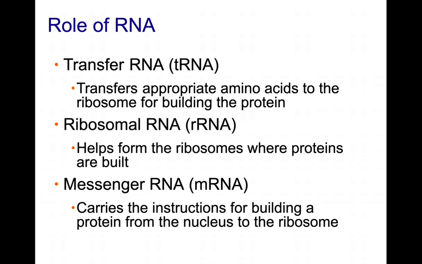The ribosomal RNA or rRNA is going to actually be part of the ribosomal structure. It helps form the part where proteins are built. Your messenger RNA or mRNA carries the instructions to build a protein, and this will carry it from the nucleus out to the ribosomes.